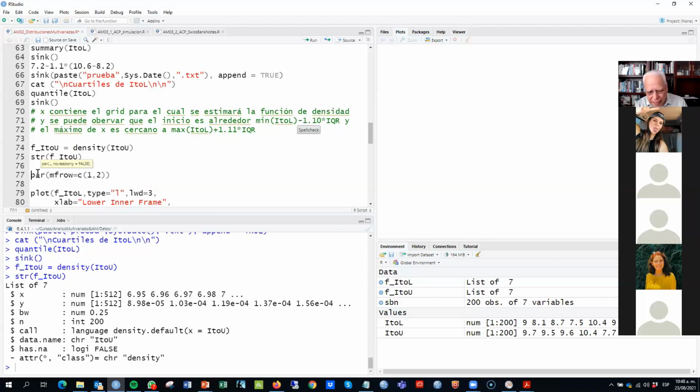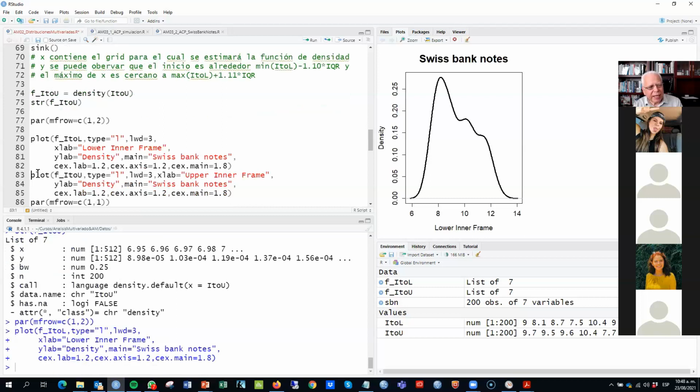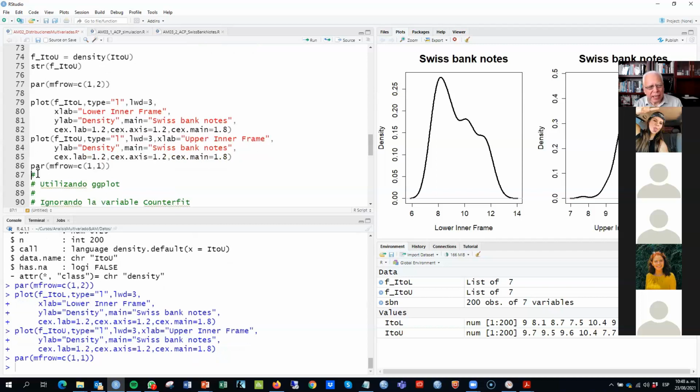Okay, so I'm going to set up the two charts, one row and two columns, and I'm going to plot the inner to lower and the inner to upper, and then I go back to one chart per panel.